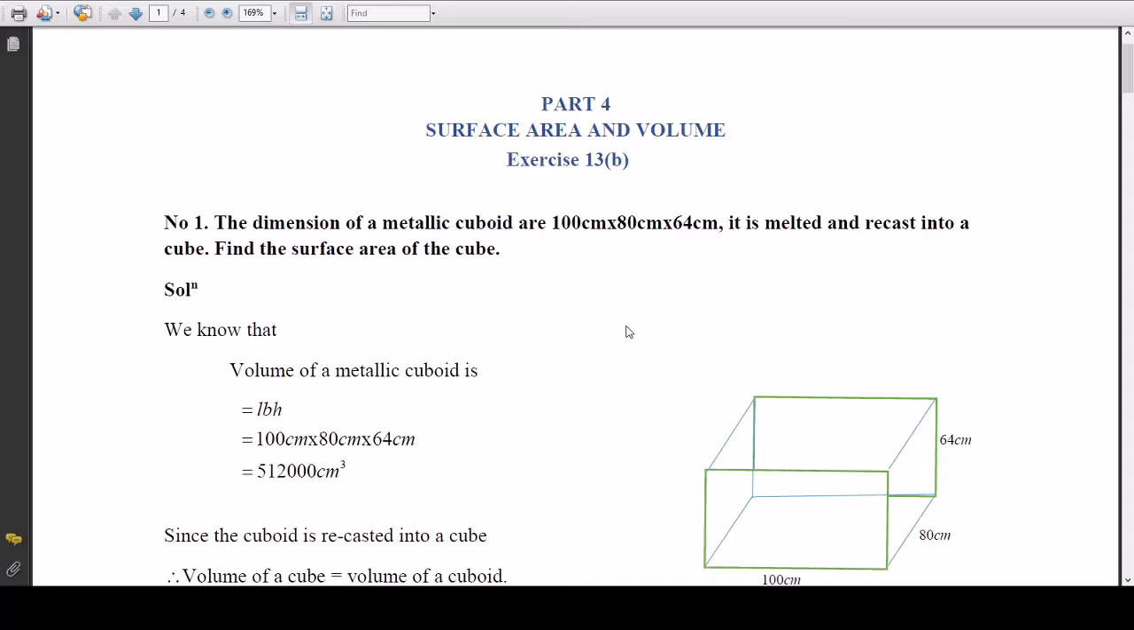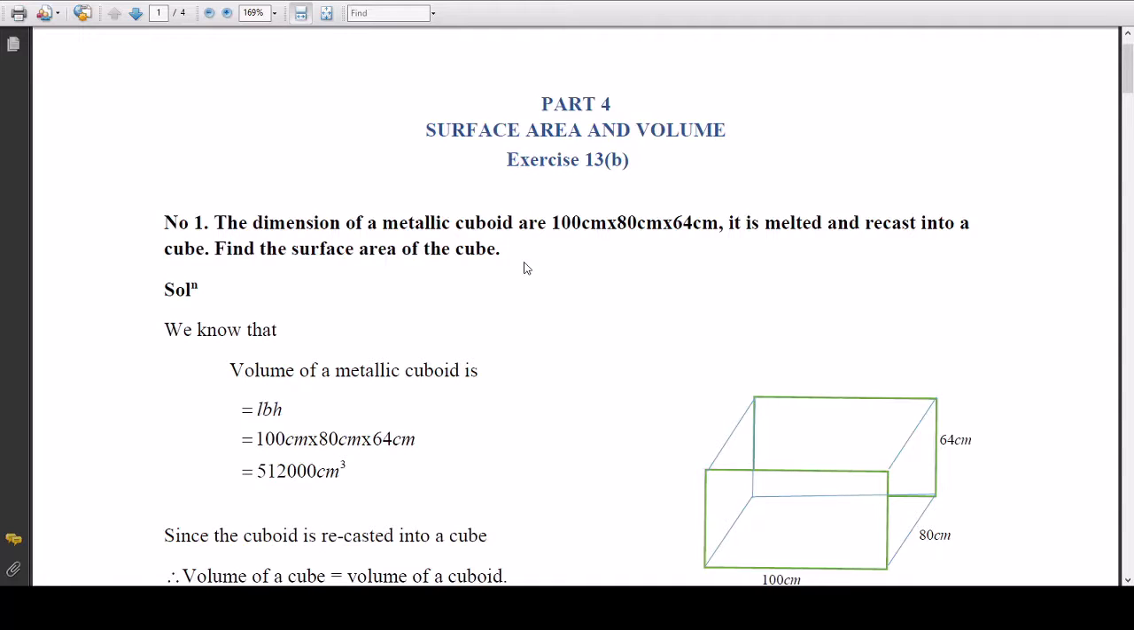Okay, welcome student. Now we'll be discussing part 4 from chapter 13, which is on surface area and volume. Now coming to exercise 13B, with the first problem. The dimensions of a metallic cuboid are 100 cm multiply 80 cm multiply 64 cm, and it is melted and recast into a cube. Find the surface area of the cube.